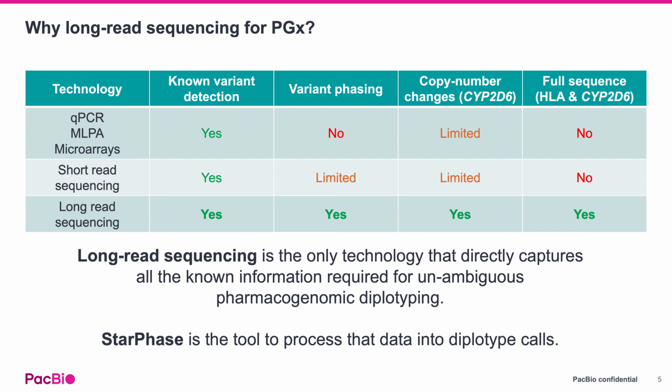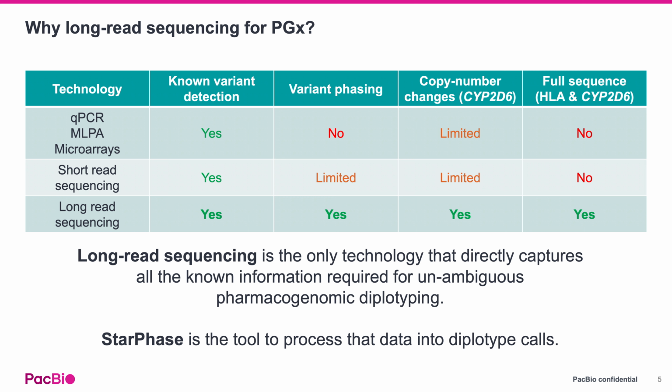This is where long-read sequencing comes in and solves a lot of these issues. The read fragments for long reads are often 15,000 base pairs long, which allows you to not only phase your variants, but also get direct observations of copy number changes for CYP2D6. Of course, if you have these long fragments, we can use assembly-like algorithms to actually generate the full DNA sequences for HLA and CYP2D6 as well.